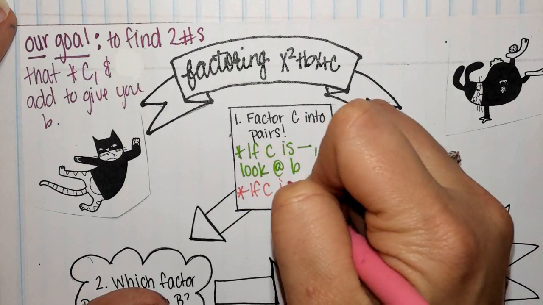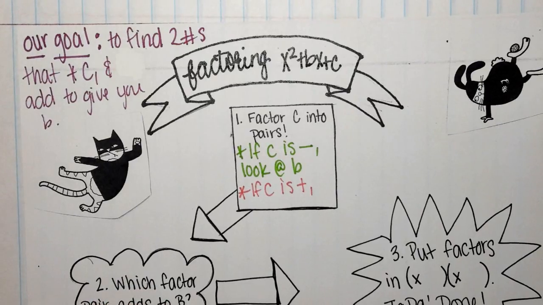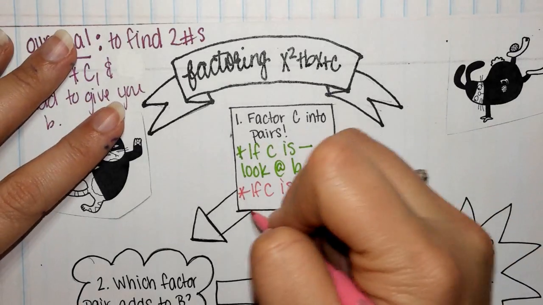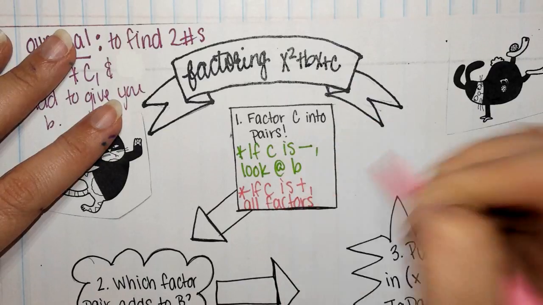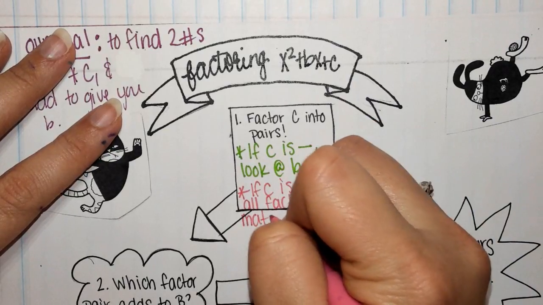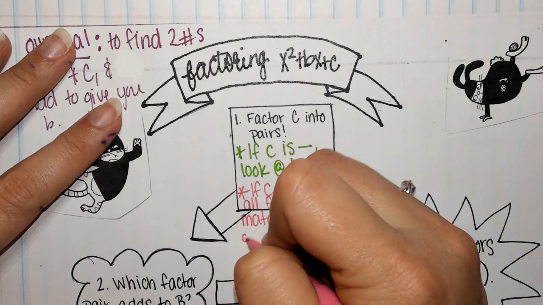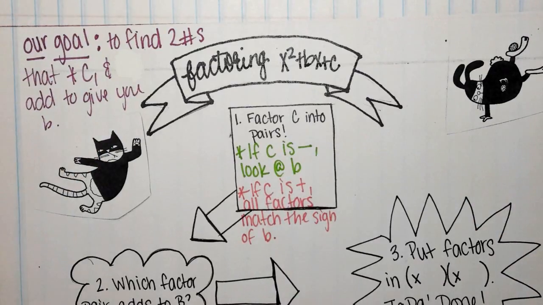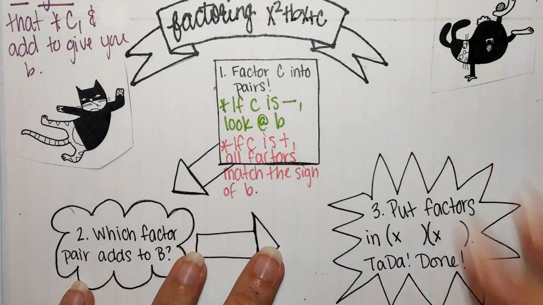Our second thing is if C is positive, which is what we're going to start with. So if C is positive, all factors match the sign of B. Now, we're going to talk about what that means with our first example.